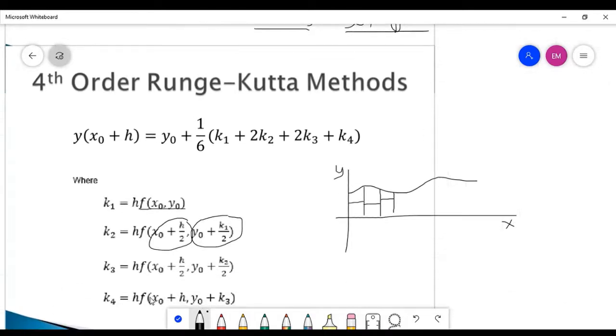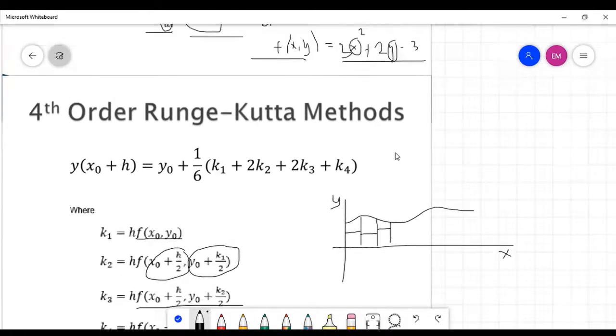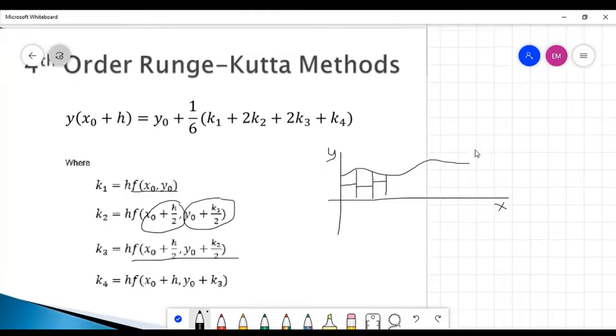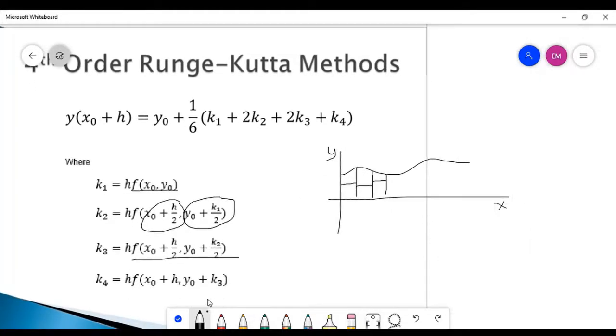Then for K3, the same function is used. It's just that the value of your x and the value of your y are different from before. When it comes to K4, the same function is used. It's just that take note here that for your x0, only h is added, and for your y0, only K3 is added, unlike your K2 and K3 where it was over 2. However, the K3 also comes from the K3 value here.